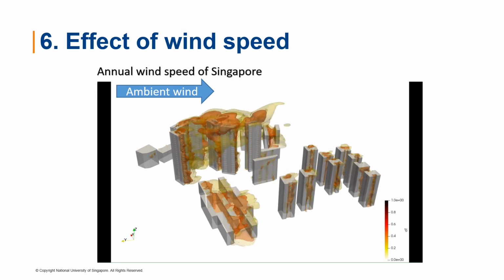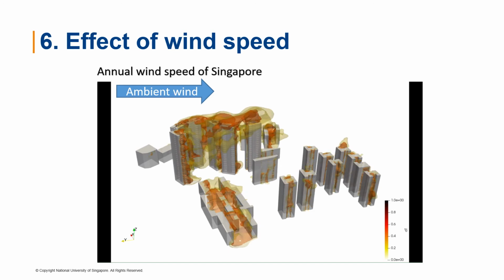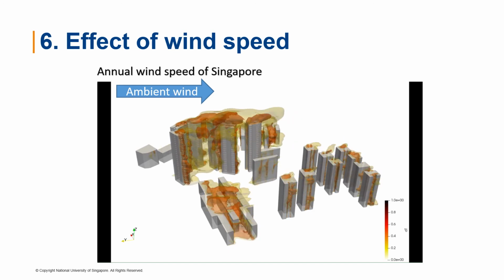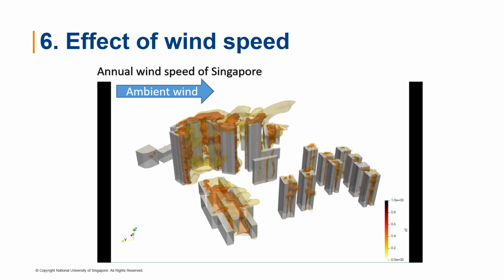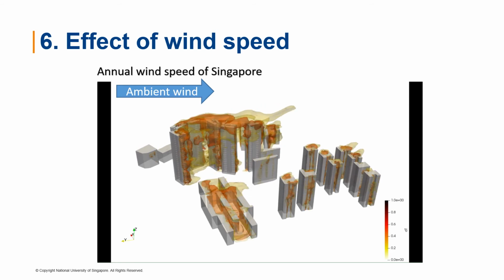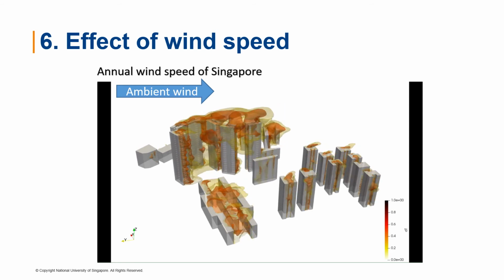The hottest zone was found at the wake region of the roof level. The downward motion induced by the wind-driven flow in the annual wind condition is the main reason for the pedestrian level air warming.